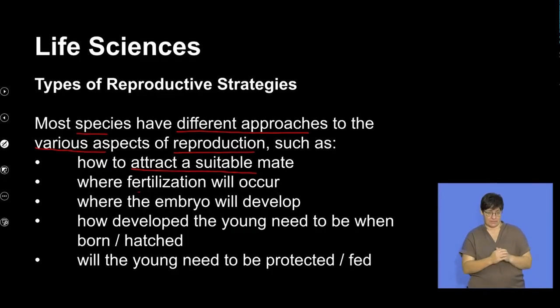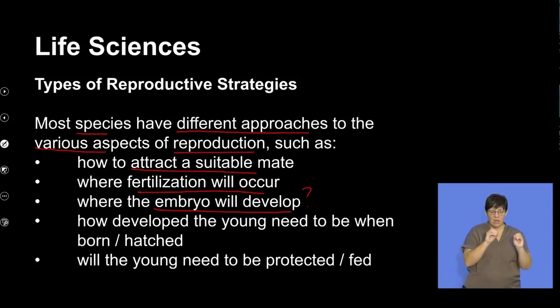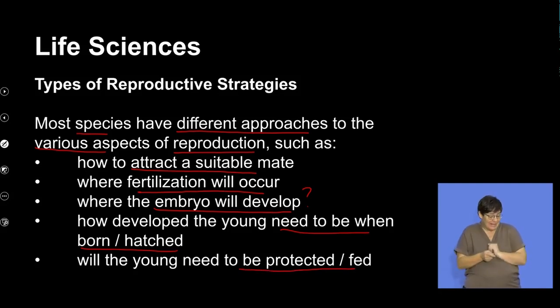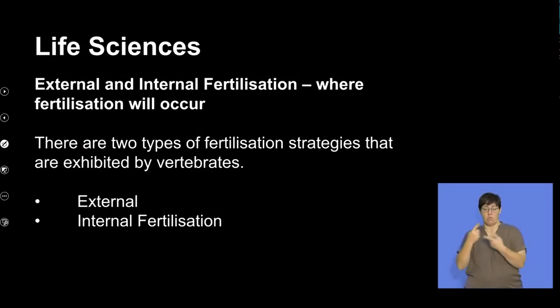We also know that fertilization is important. Where it occurs and how it occurs also influences the success of reproduction. Where the embryo develops is key. We'll look at the position and the development of the embryo, how developed the young need to be when they're born or hatched, and we'll refer to that in terms of how the young are either dependent on the parents or can survive soon after hatching or being born by themselves independently. And will the young need to be protected or fed are crucial aspects to understanding the different successes to reproducing successfully.